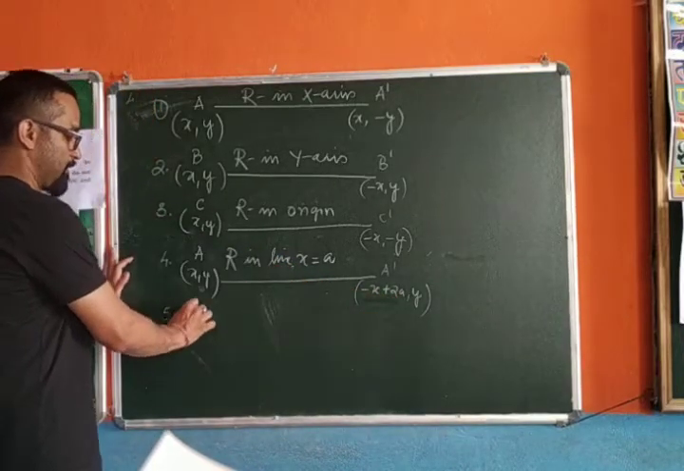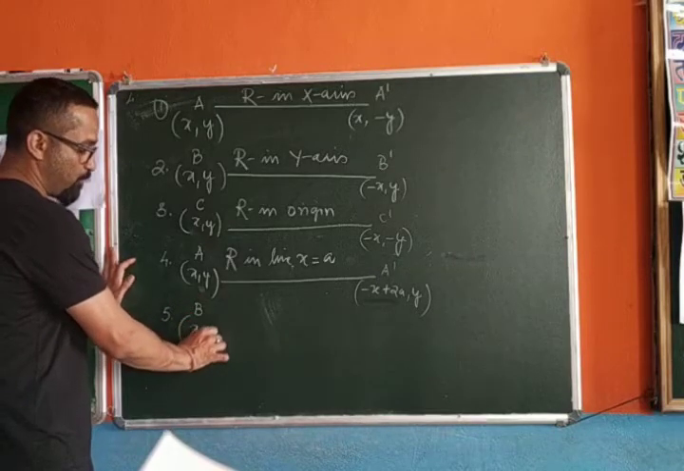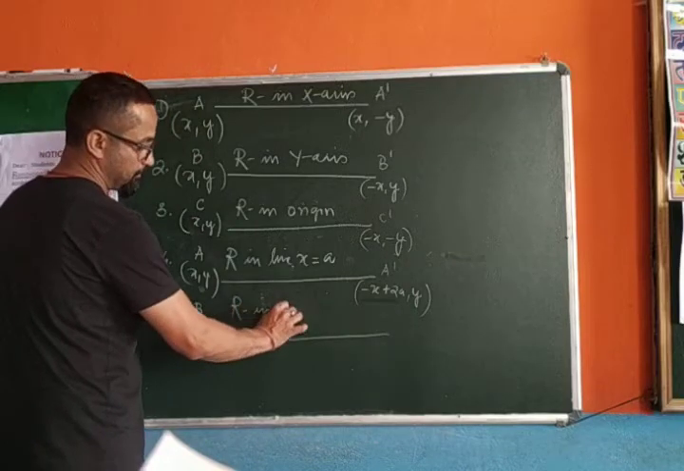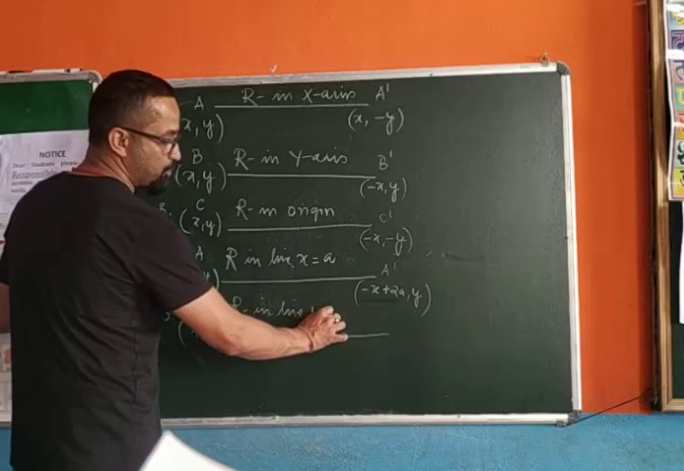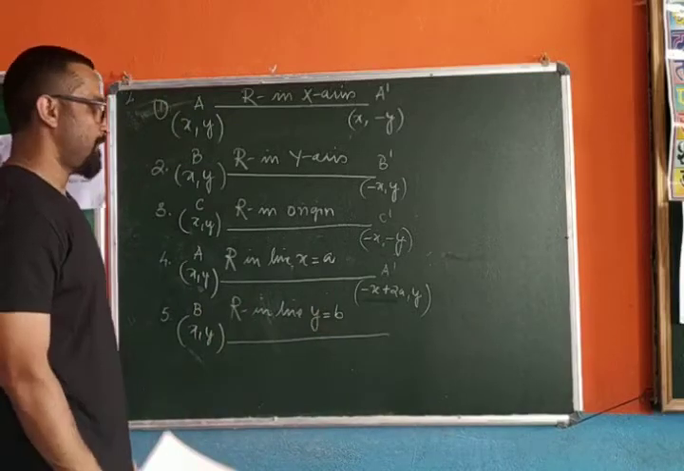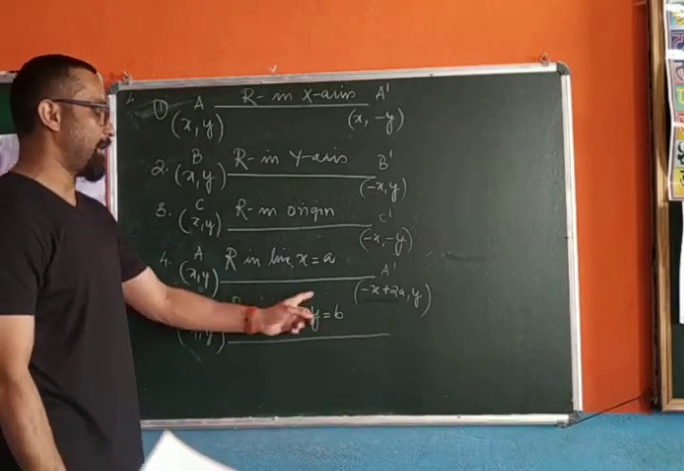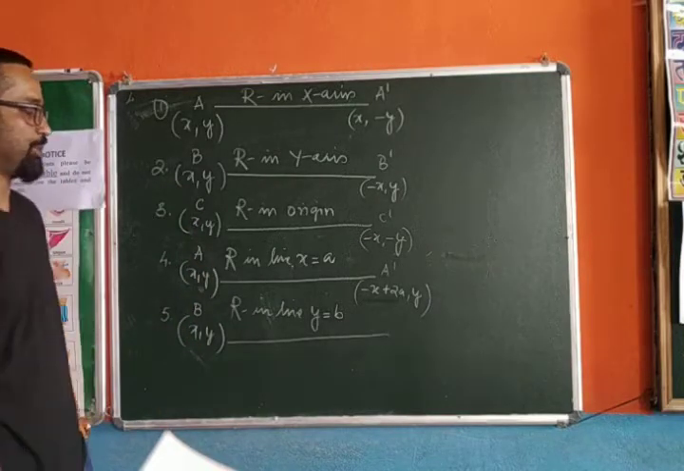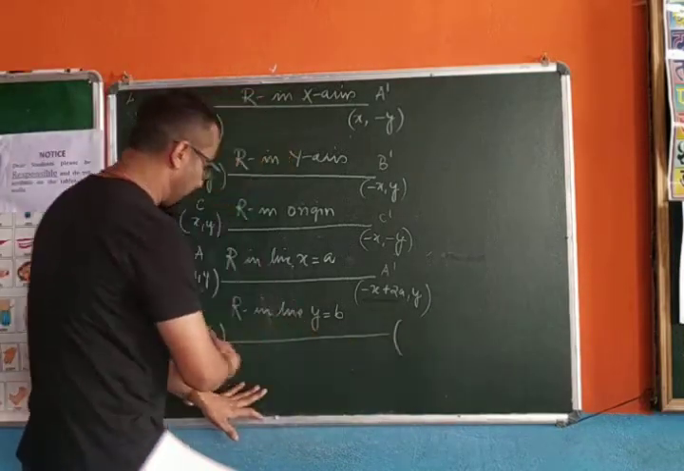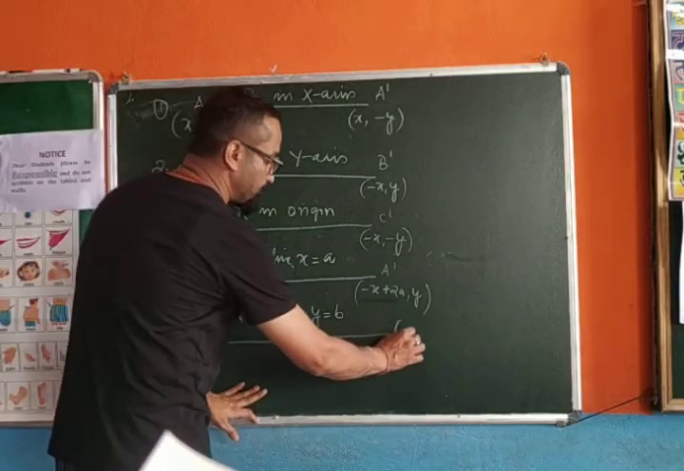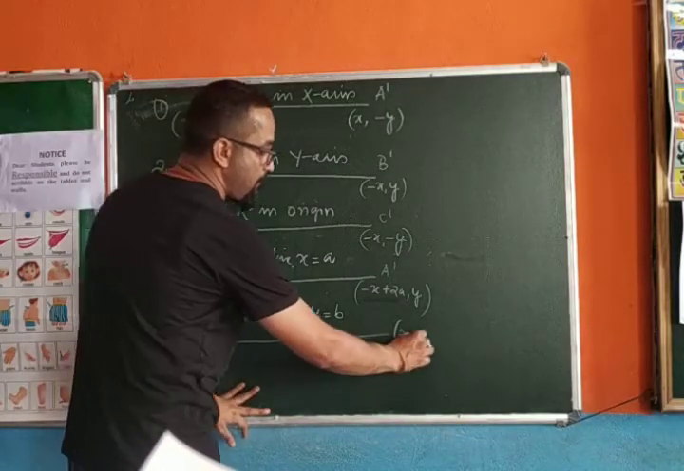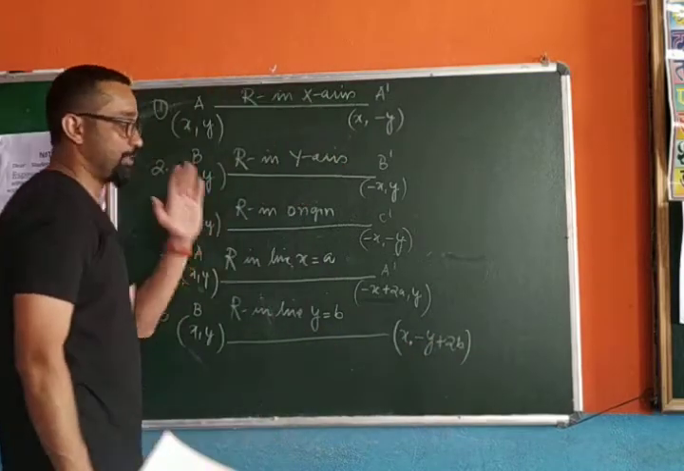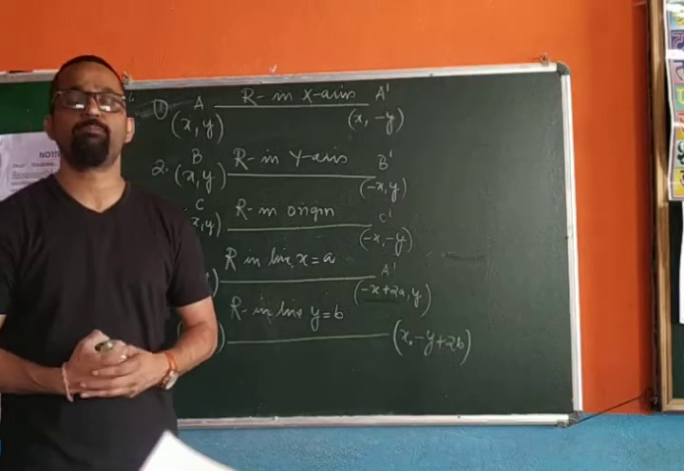Fifth one, B x comma y reflects in line y equal to b. When a point is getting reflected in the line y equals b, the line is parallel to x-axis. Retain abscissa as it is, comma, minus y plus 2b. So these are 5 formulae you need to remember.